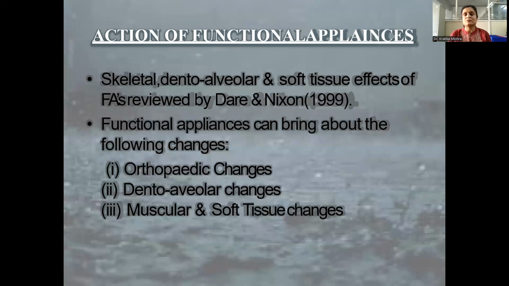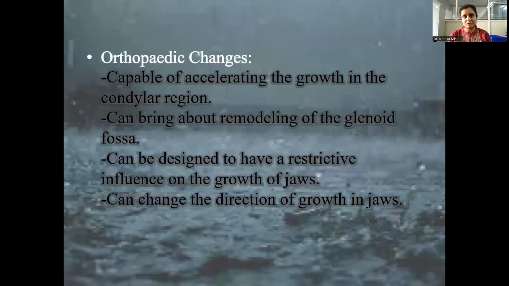Now moving further to the action of functional appliances. The skeletal, dentoalveolar, and soft tissue effects of functional appliances were reviewed by Dare and Nixon in 1999. These appliances can bring about the following changes: orthopedic change, dentoalveolar change, and muscular and soft tissue changes.